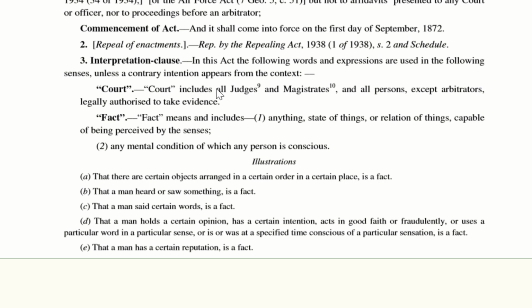Now, the first word they are defining, or the interpretation they are giving, is court. They defined court as one which includes judges, magistrates. We all know this fact. And in addition to this, all persons legally authorized to take evidence are also included under the category of court. But arbitrators are an exception. They are not court. If you say arbitrator, they do not fall under the court category. So that is very important. A question might be asked as to whether an arbitrator is falling under the interpretation of the word court. The answer should be no.